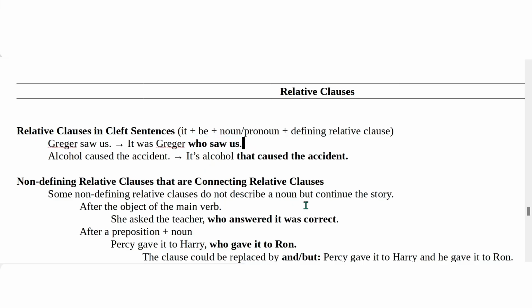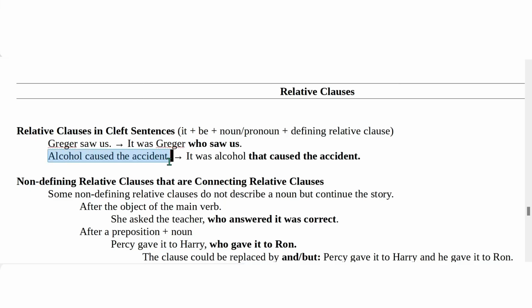You understand? Or alcohol caused the accident. You want to put emphasis on alcohol? It's alcohol that caused the accident. You can say it is, or maybe even better might be it was. It was alcohol that caused the accident. Which part is emphasis? So you're giving emphasis on alcohol. Already alcohol. Yes, alcohol caused the accident, okay?